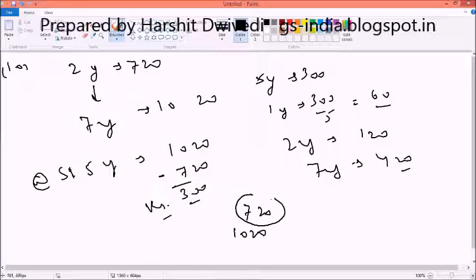Now obviously, let us write down 720, 1020. This 720 was the amount after 2 years. This 1020 was the amount after 7 years. If from this 2 years' amount I subtract the interest of 2 years, which is 120, then we are going to get 600. This is the answer.